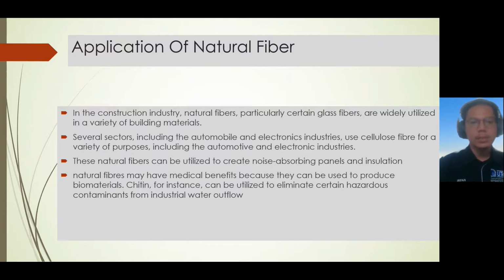Next is application of natural fiber. In the construction industry, natural fibers are widely utilized in a variety of building materials. Several sectors, including the automotive and electronic industry, use cellulose fiber for a variety of purposes. This natural fiber can be utilized to create noise-absorbing panels and insulation. Natural fiber may have medical benefits because it can be used to produce biomaterial. Chitin, for instance, can be utilized to eliminate certain hazardous contaminants from industrial water outflow.